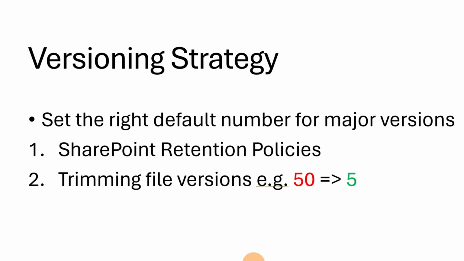As I mentioned, by default it is 500 for every document library, but you can change this and you can reduce this number, which is a good approach. 500 versions is a huge number for a file. It's very difficult to think that you really need 500 versions of a file. So reduce this number if you can, because this is a nice approach.